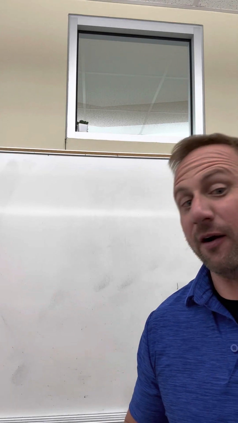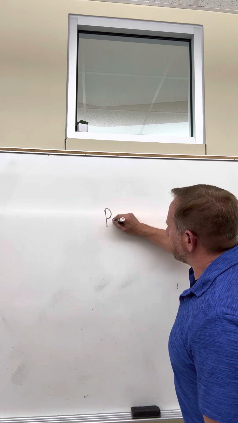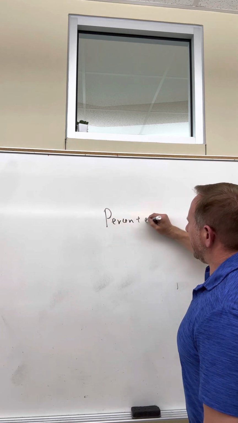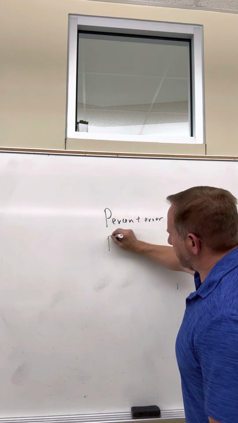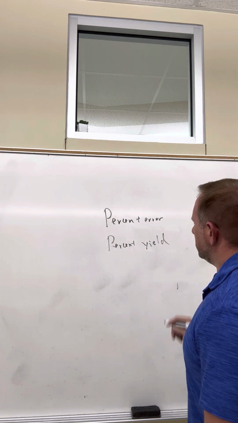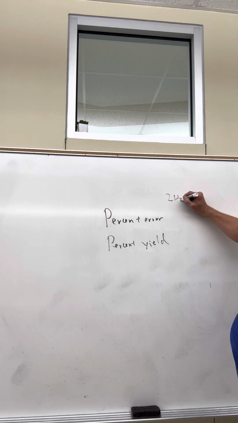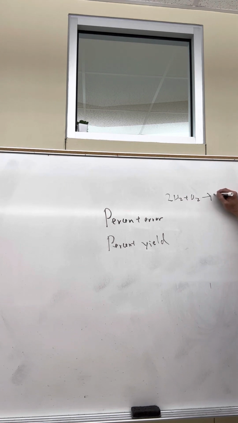All right, very quick little video here. This is the idea called percent error and percent yield. So real easy. So you do a chemical reaction. All right, so whatever it is, 2H2 plus O2 makes 2H2O.